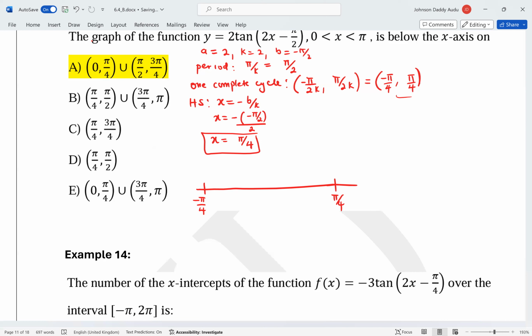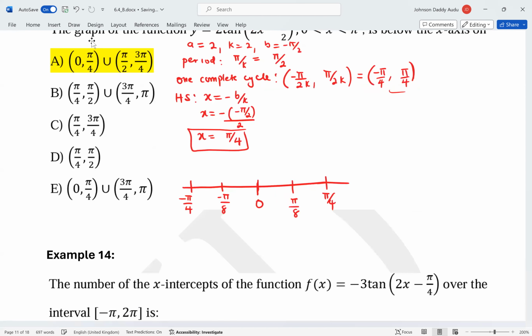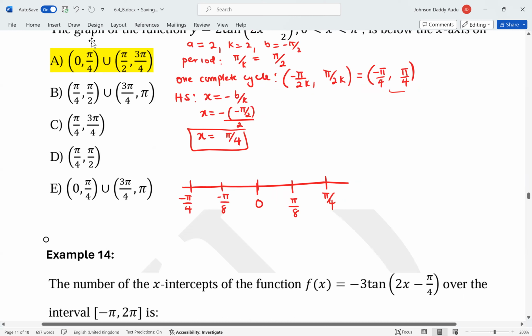So let's see this one. What will be the middle here? The middle here is supposed to be, if you add this, this is going to be 0, and this is minus pi over 8, and this is supposed to be pi over 8. So this is just if you use the one complete cycle when k is 2, right? But we're going to add pi over 4 to each one.